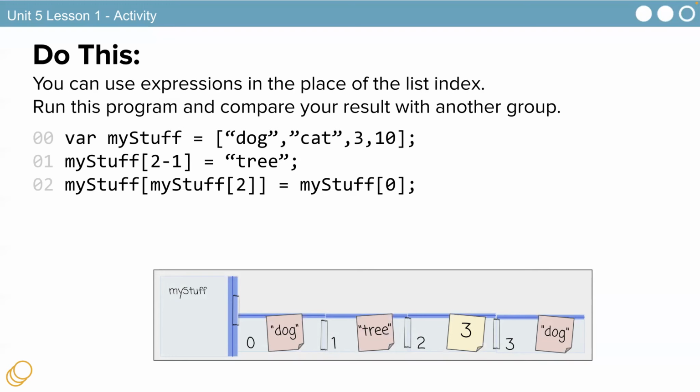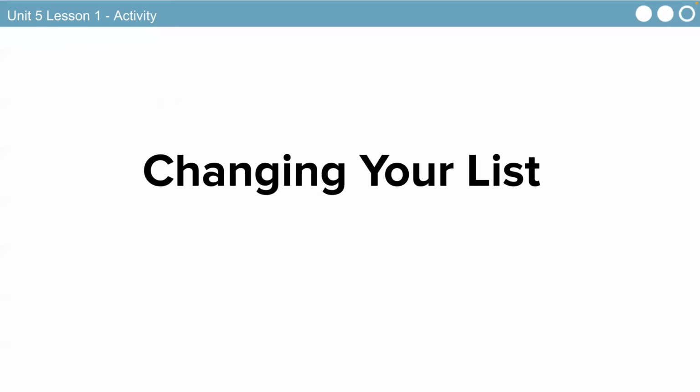So you have to evaluate every line by line, right? That's how code runs. Okay, so you kind of get it, but it's difficult to keep it in your head. So I still recommend writing it down. Okay, so let's talk about changing your list then.